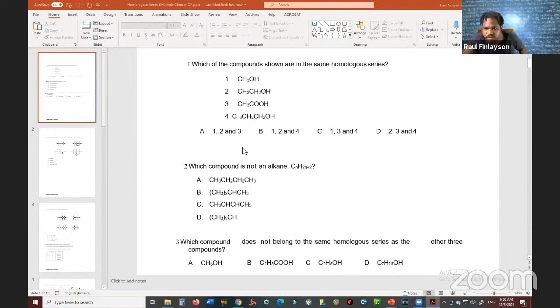Let me see what happened here. I think something is missing from this now. All right. Oh, okay. I think nothing is missing. Let me just expand it and see.